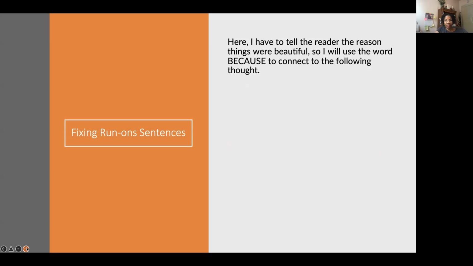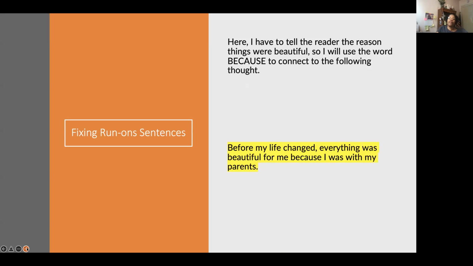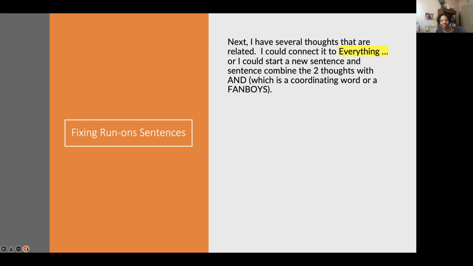Now, the next one, I have to tell the reader the reason everything was beautiful. Right? So I will use the word because to connect the following thoughts. Before my life changed, everything was beautiful for me because I was with my parents, right? Now I have several related thoughts, right? And I could connect them all to before my life changed, everything was beautiful for me because I was with my parents. I could connect to that.